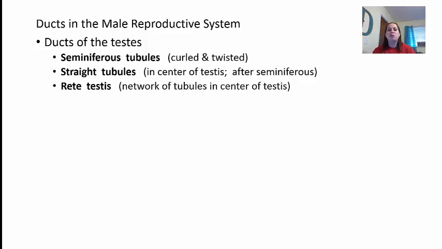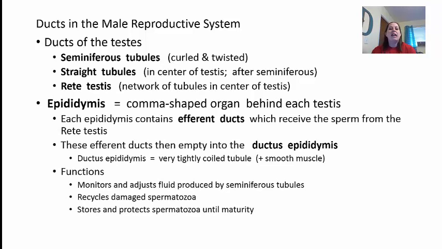You also have straight tubules. They're in the center of the testes. They come after the seminiferous tubules. And then you have the rete testis, which is a network of tubules in the center of each testis that are going to connect to the next area. The next area that the rete testis connects to is the epididymis.